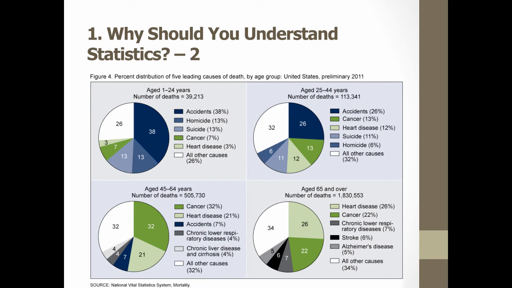Here's another figure. As the title says, the percent distribution of 5 leading causes of death by age group. And this is in 2011 preliminary data. We see this is coming from the source, the National Vital Statistics System, mortality. So this is all number of deaths. So go ahead, just like our previous slide, pause the video and soak in these 4 different pie graphs and see if you can come up with 2 conclusions, 2 interpretations. When you come up with those conclusions or interpretations, go ahead and unpause the video to hear what I have to say.